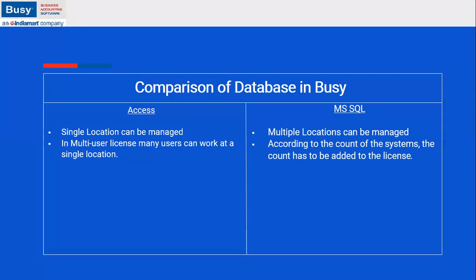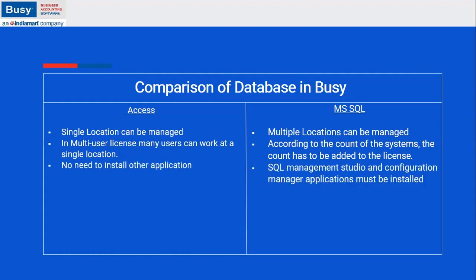The second difference is in the multi-user license. Many users can work at a single location. If you want to use Access database, then you can purchase multi-user or single user, but for a single location only. So in multi-user license, many users can work at a single location in case of MS Access database. But in SQL, it is according to the count of the systems, and the count has to be added to the license. So you have to count the number of systems; it doesn't matter how many locations, you can add the count as per the system count in the license and you can use it. So for multiple locations, you can use MS SQL. For a single location, you can use MS Access database.